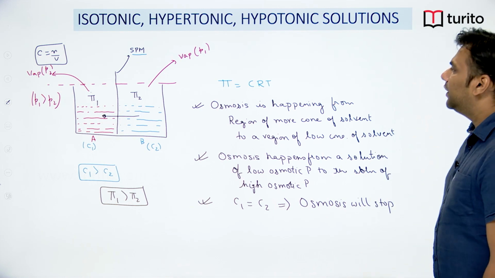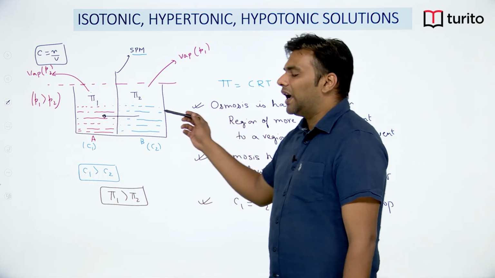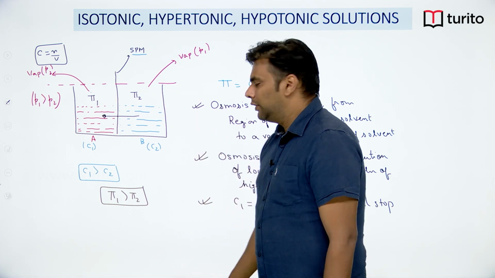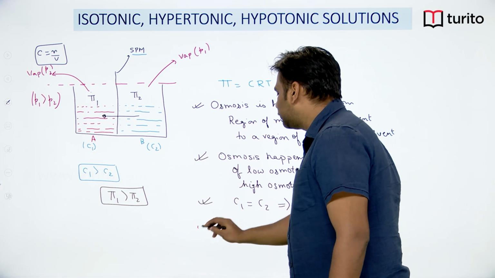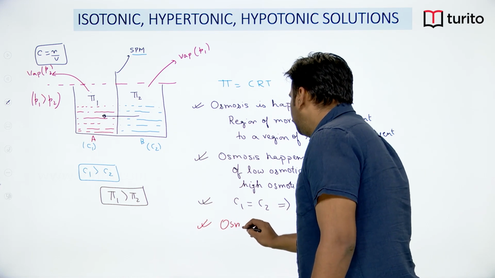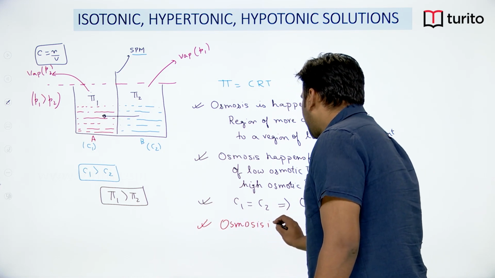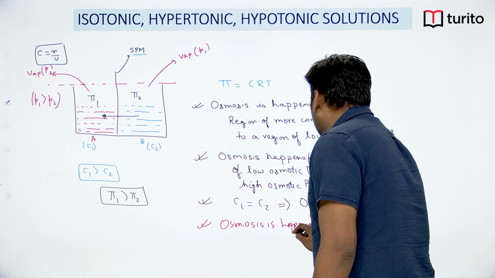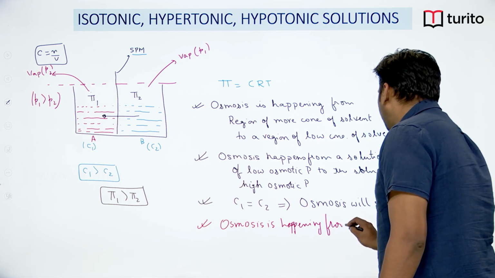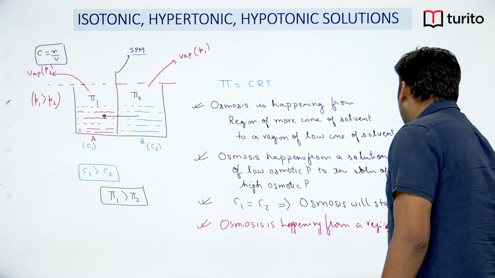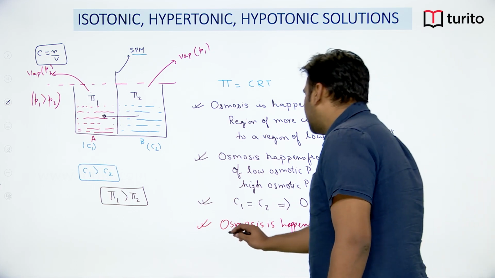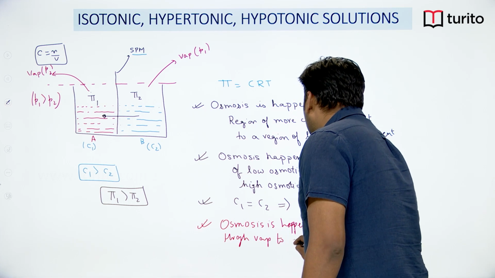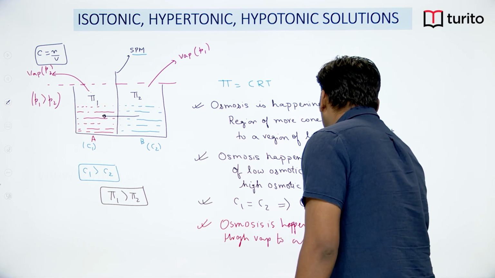Now when P1 is greater than P2, it means that osmosis is happening from a region of high vapor pressure to a region of low vapor pressure. So we will say that osmosis is happening from a region of high vapor pressure to a region of low vapor pressure.